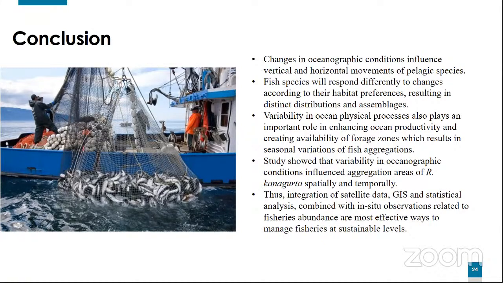So study showed that variability in oceanographic conditions influence aggregation area of Arcanacuta spatially and temporally. So integrations of satellite data, GIS, and statistical analysis combined with in situ observation related to fish abundance are the most effective ways to manage fisheries at sustainable levels.